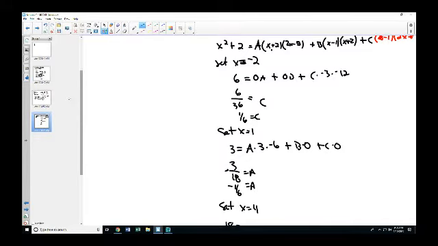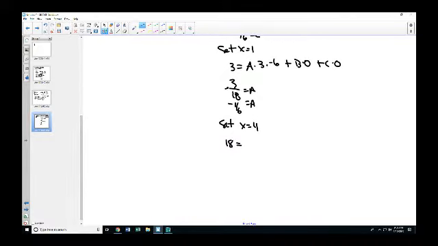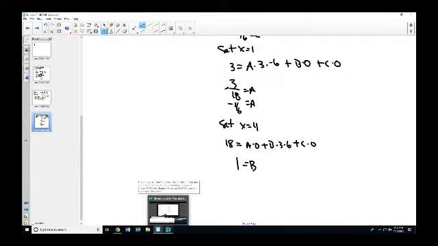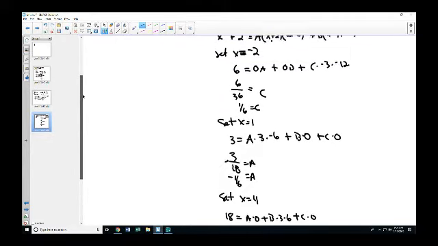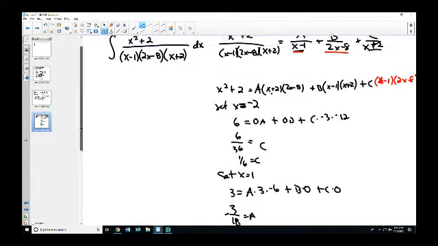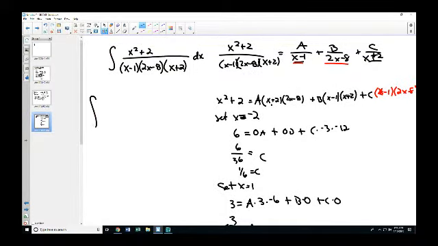So A and C are 0. Now we have B, it's 1. 3 times 6. Yeah. And then we can go back and rewrite our integral. You have 0 and 0, and then 3 times 6 is 18 equals 18.